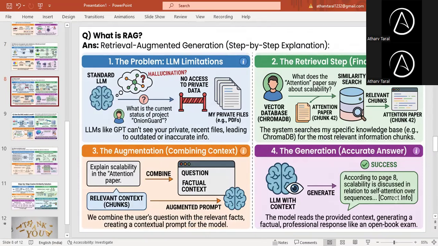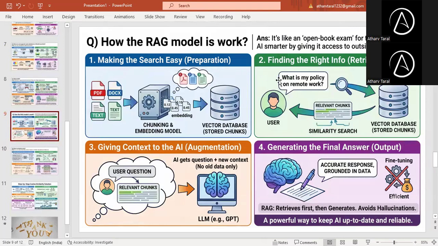So basically, it is like giving an open book exam to an AI. It does not have to rely only on its memory because it can retrieve the exact information it needs from the custom knowledge base to provide a high quality professional response. Now the next question is, how does the RAG model work? It is like an open book exam for the AI. RAG makes it smarter by giving access to outside information.